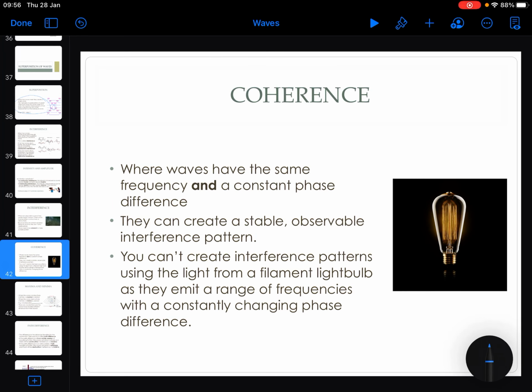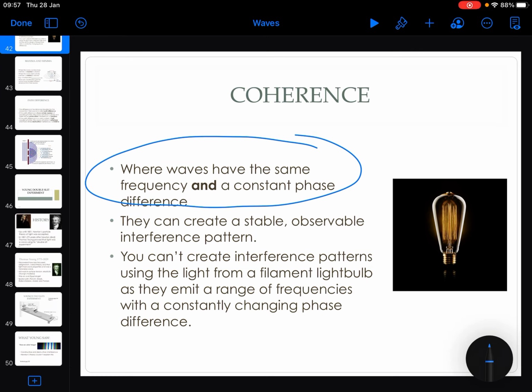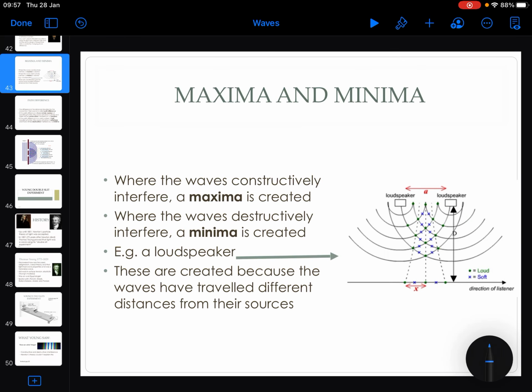Right, coherence. And again, they love to ask you about coherence, so this bit is memorizing. Coherent waves have the same frequency and a constant phase difference. That doesn't mean they are in phase, it means the phase difference stays the same. So they might always be in antiphase, but they are still coherent. You can't create interference patterns using the light from a filament bulb as they emit a range of frequencies with a constantly changing phase difference. Where the waves constructively interfere, a maxima is created. Where the waves destructively interfere, a minima is created.